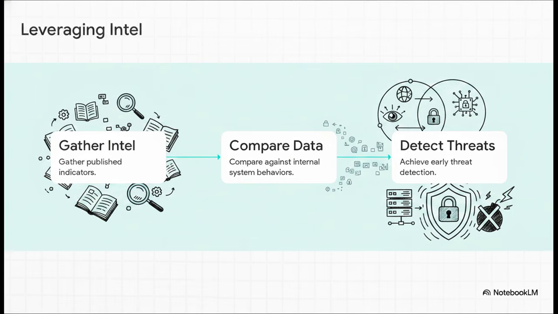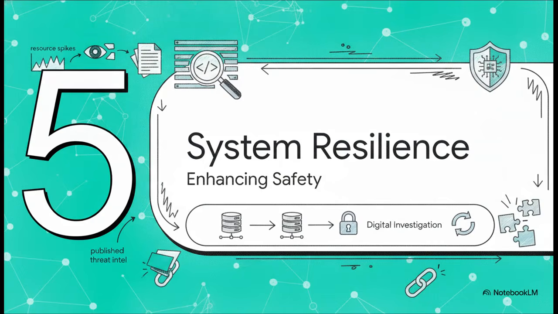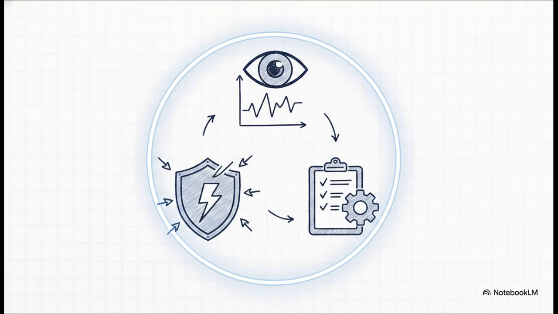By knowing exactly what a specific attack looks like before it even touches your network, you are vastly improving your chances of catching it the very second it tries to execute. It's a real game changer. Which brings us to our final part, Section 5, Building System Resilience, Enhancing Safety. So, we've gathered all our clues, right? From resource spikes to missing logs to published intel. Now, how do we actually tie the whole shebang together?